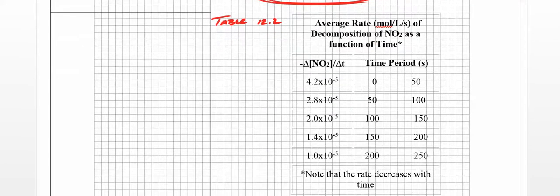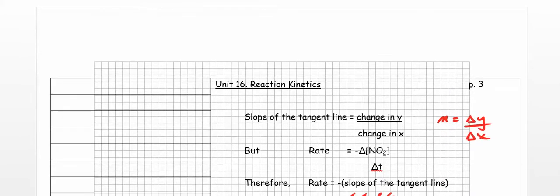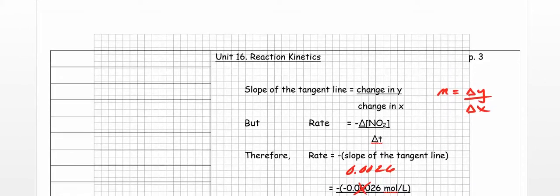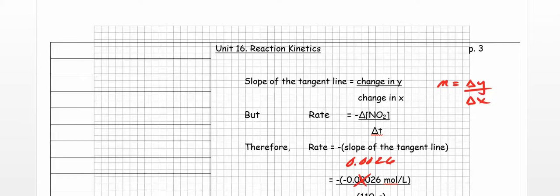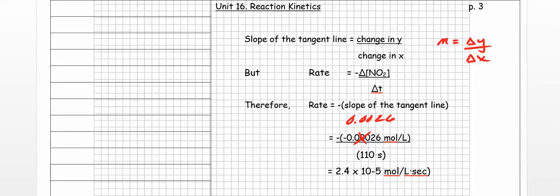All right? We've already covered this table right here. We've talked about the fact that average rates are decreasing over time for NO2, right? Okay. Let's talk a little bit about slope, and I've already alluded to instantaneous rates. If I take a tangent to the curve at any point, we took a look at t equal 100 seconds.